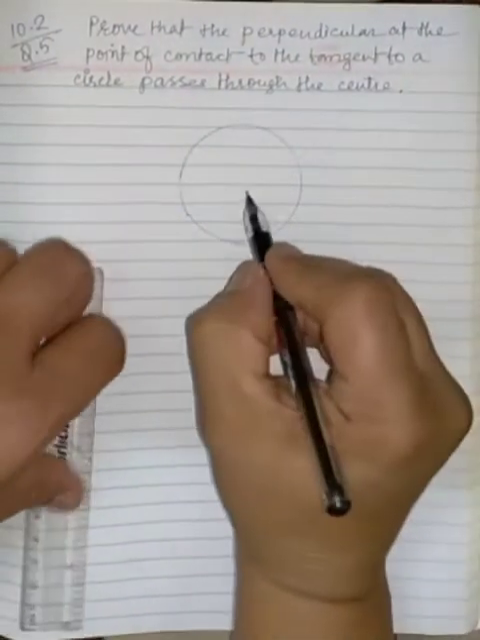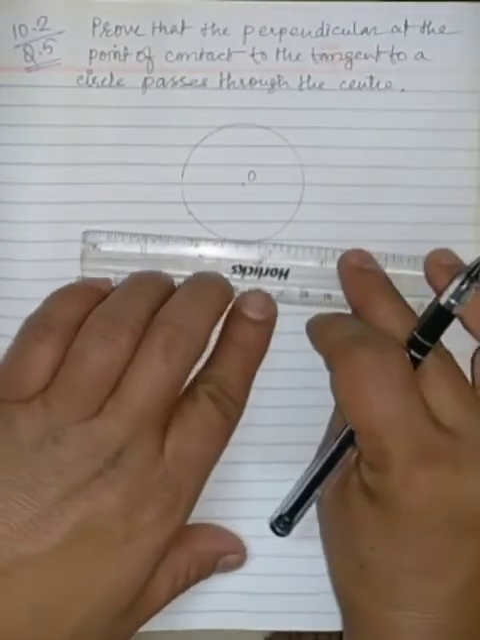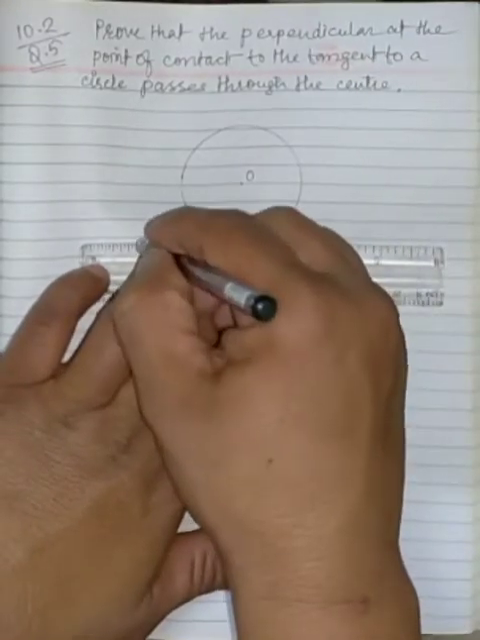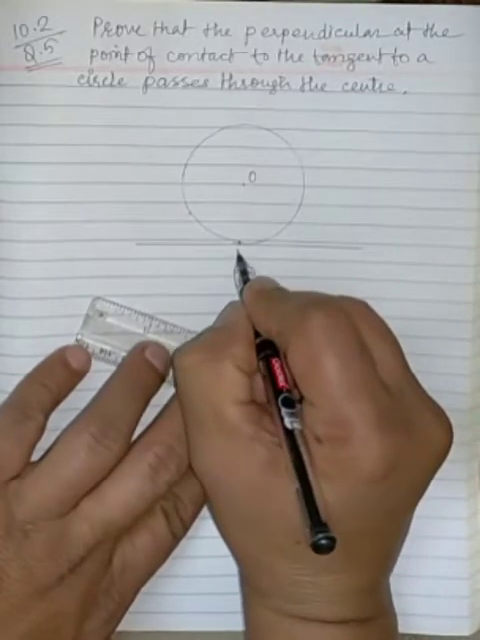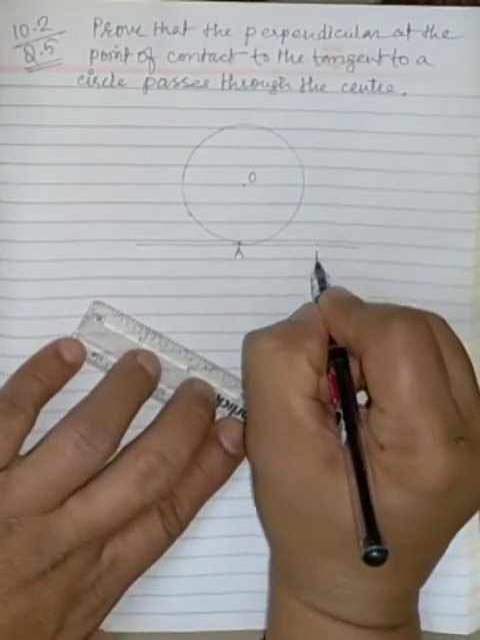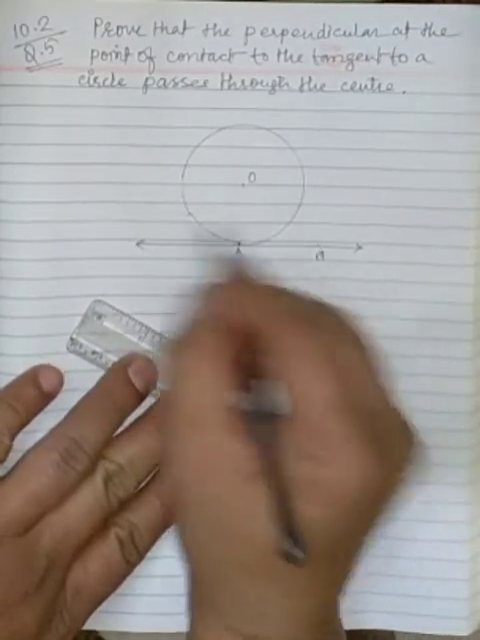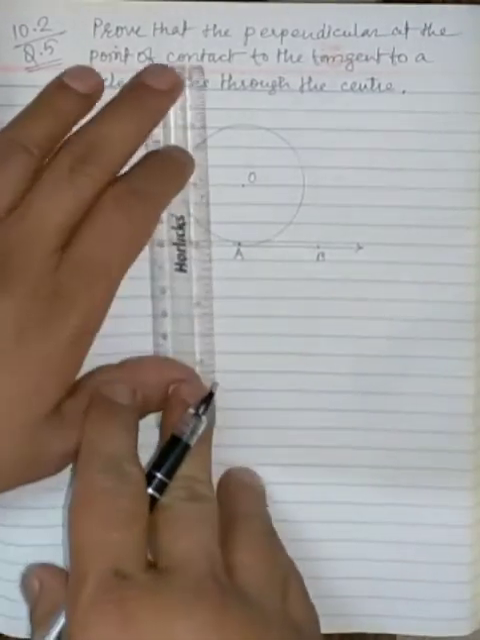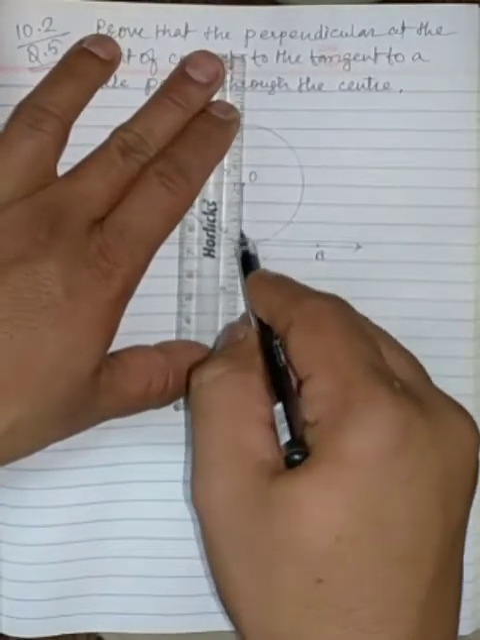So here, let us draw one circle, and the center is O, and draw one tangent to the circle, and the point of contact is A. Let us take another point here on the tangent. You can take this point B, on any side of your choice, and draw the perpendicular at the point of contact.